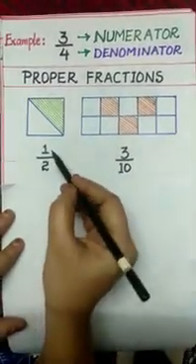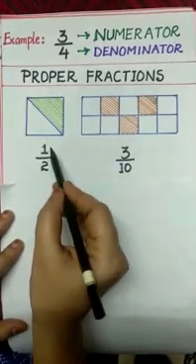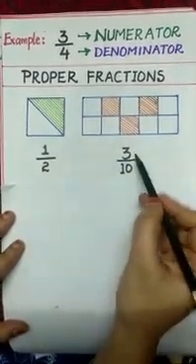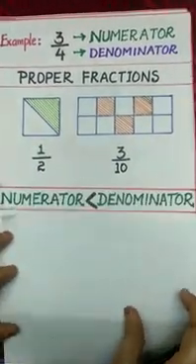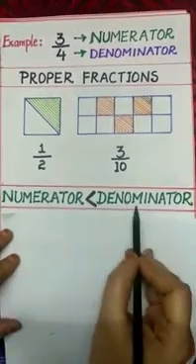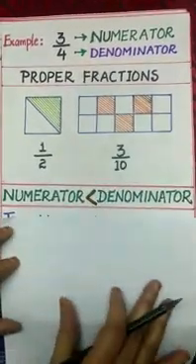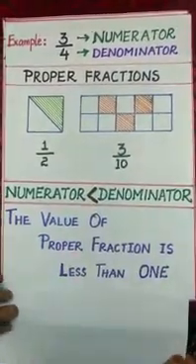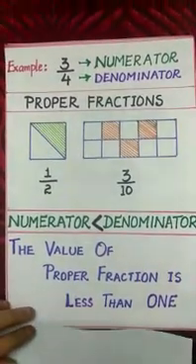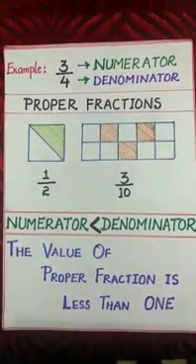If you observe the numerator and denominator here, 1 is less than 2 and 3 is less than 10. So here, in proper fractions, the numerator is always less than the denominator. It means that the value of a proper fraction is always less than 1. Now, I will show you one paper activity to represent proper fractions.